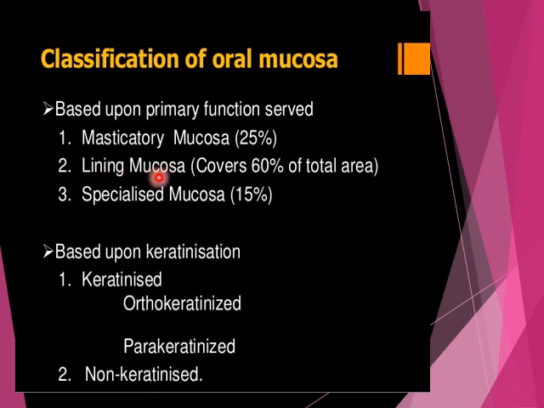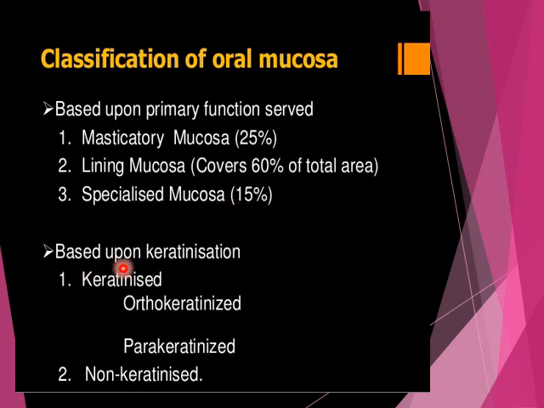Second, lining mucosa, which covers about 60% of total oral mucosa, like in the buccal mucosa, lip, oral floor of the mouth, floor of the tongue, alveolar mucosa and soft palate. And third is the specialized mucosa, which constitutes about 15% and is present on the dorsal surface of the tongue. It is called specialized because it contains taste buds.